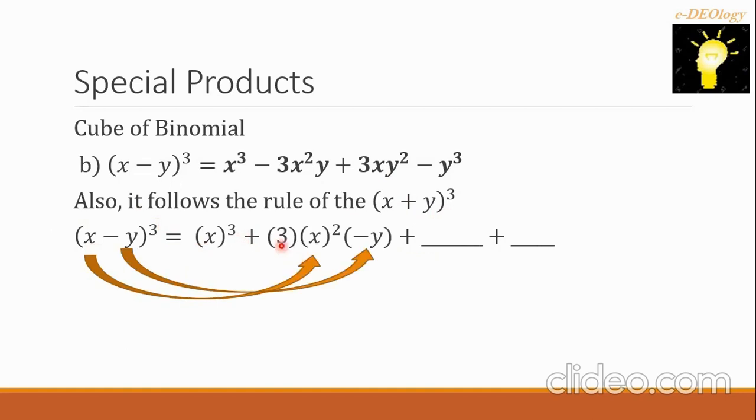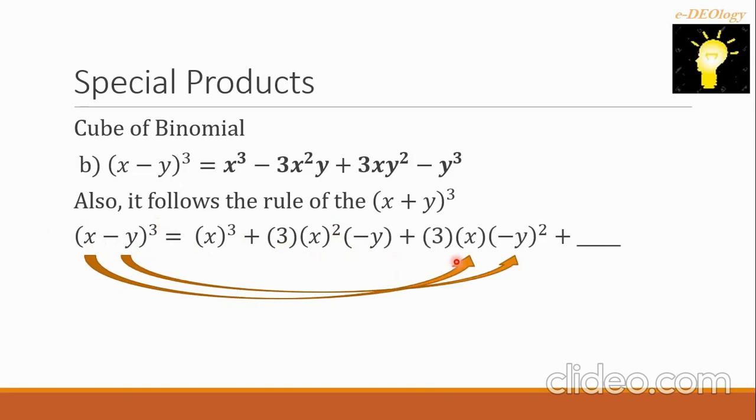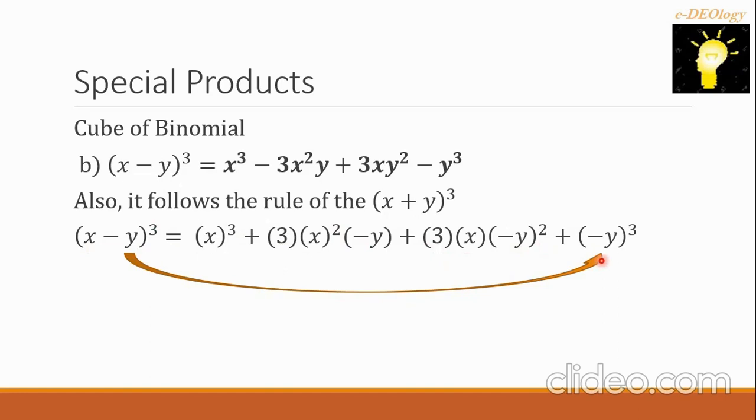Next blank, I'll put the constant 3, and then the x will be squared followed by the negative y. And then plus, for the third term, again the constant 3 will be there. I copy the x and also the negative y must be squared. On the last blank, the negative y, or the second term of the binomial, will be placed here and then raised to 3.